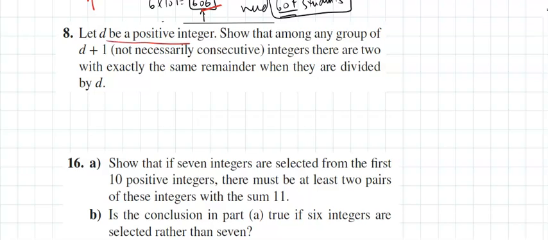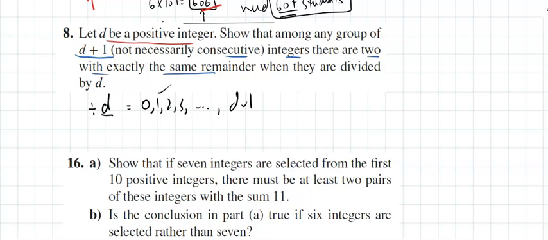Let D be a positive integer. So D could be any positive integer. Show that among any group of D plus 1, not necessarily consecutive integers, there are 2 with exactly the same remainder. Well, let's see. If we take D, a positive integer, let D be some number. 4, 5, 6, 7. If I divide by D, the remainder is a 0, 1, 2, 3, all the way to D minus 1, true? If the remainder is D, it will divide into D one more time, and you'll get a remainder of 0. So the possibles are those.